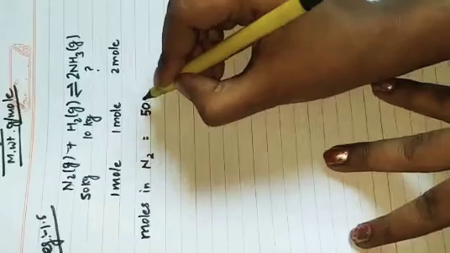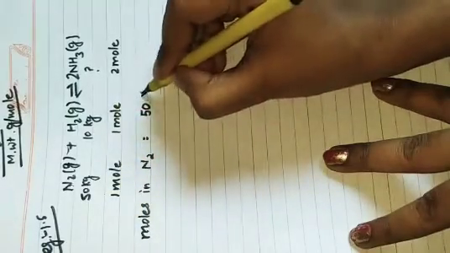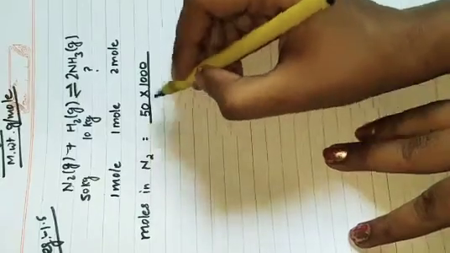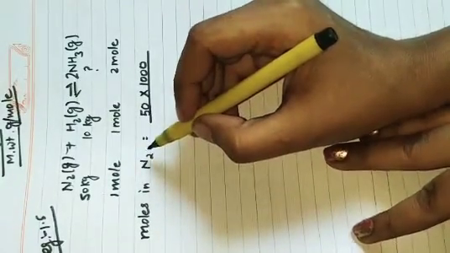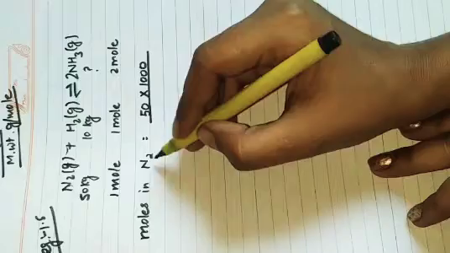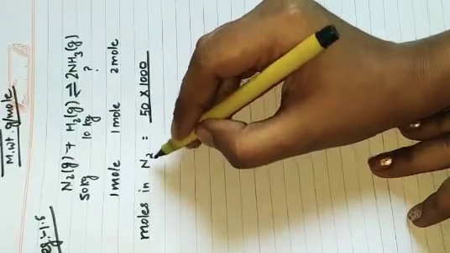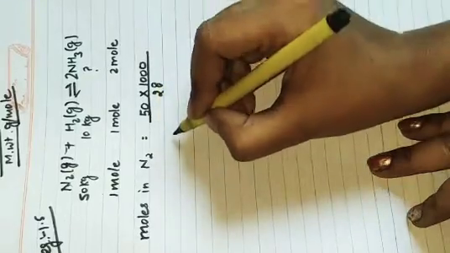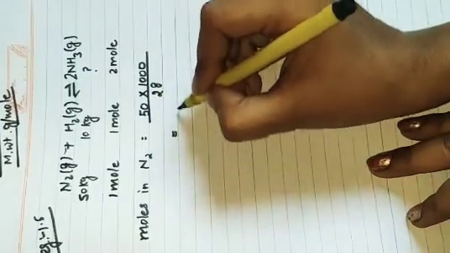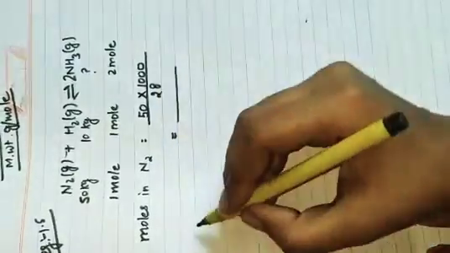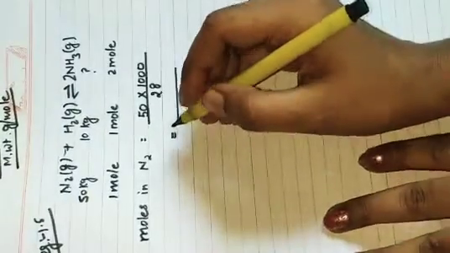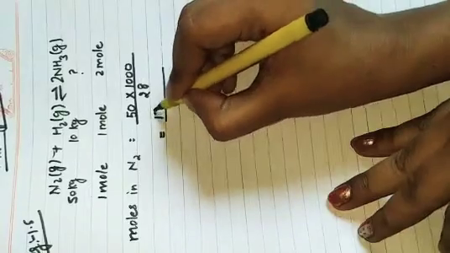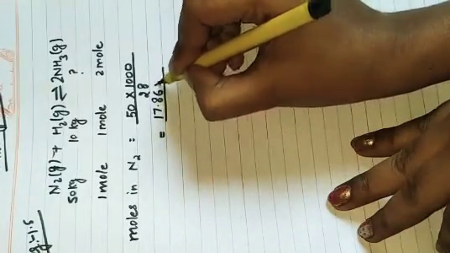So 50 kg is given, so convert it into grams, 50 times 1000 grams, and divide by the molecular mass of N2. The atomic mass of nitrogen is 14. Since there are 2 atoms, the mass is 28. You can calculate the value. The value you get is approximately as in your book; I am just copying from your book, so don't worry about that. You just calculate by yourself.